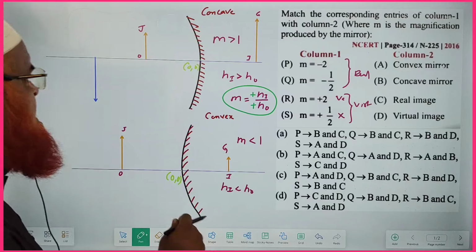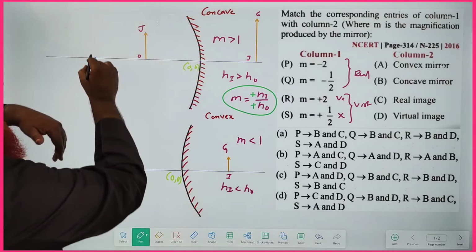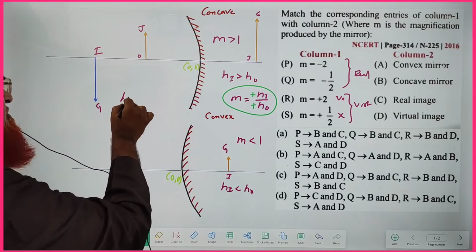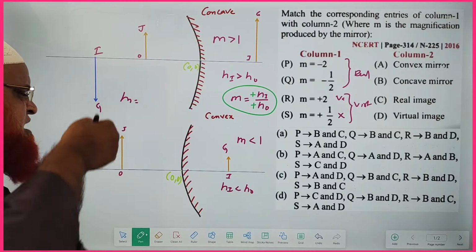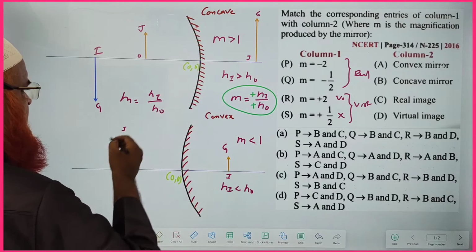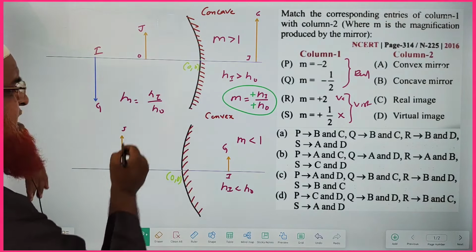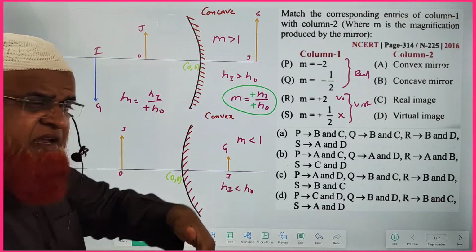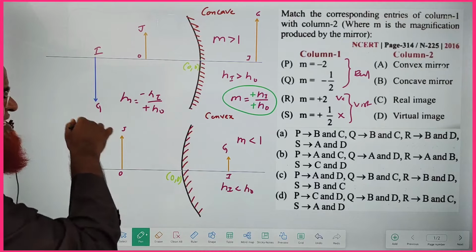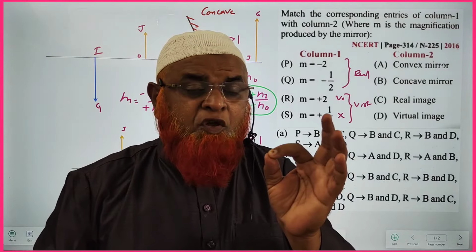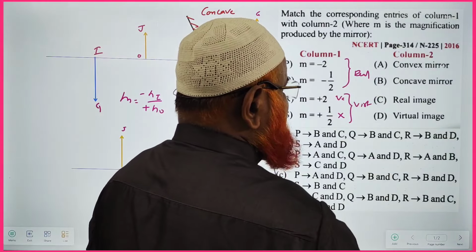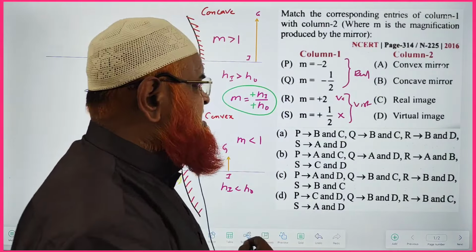Why negative sign? Because when an object is placed here, you will get the image here. In the case of an inverted image, magnification is equal to height of the image by height of the object. The object is erect, so positive. The image is inverted, so negative here. So in these cases of real images, you will get magnification as negative. So here both are taken as real cases.